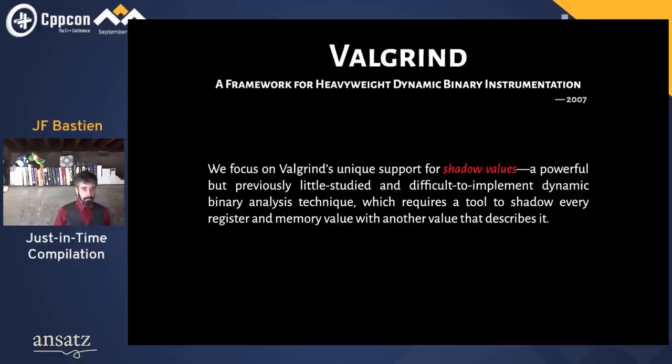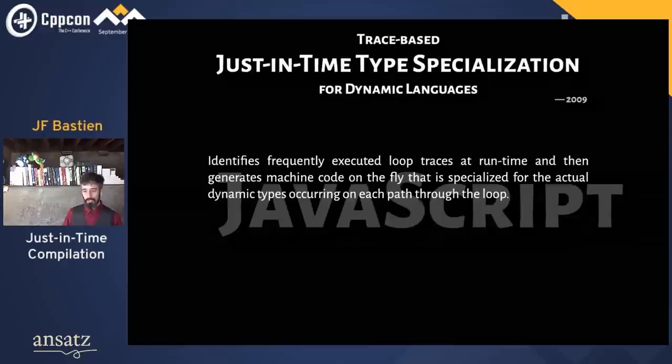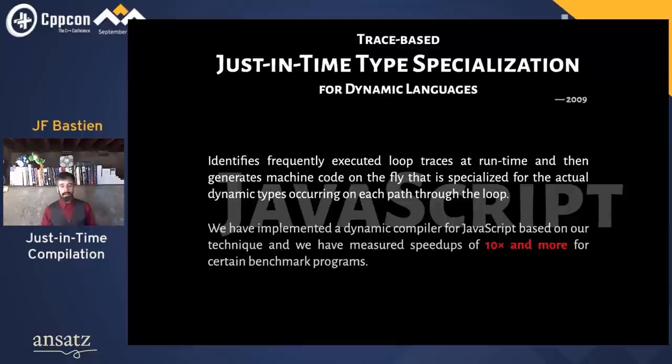Here's another one, JavaScript, trace-based just-in-time type specialization for dynamic languages. So it identifies frequently executed loops at runtime and then generates machine code on the fly that's specialized for the actual dynamic types occurring on each path through the loop.